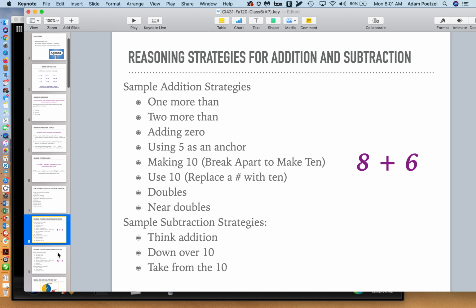So let's take a look at a subtraction question. All right, how about 13 minus 9? I want you to do the same thing and think about it for a second. What are some different ways to think about 13 minus 9?